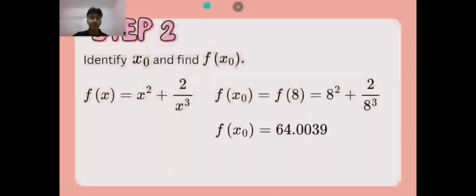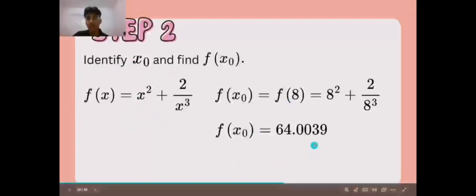Step 2, identify x naught and find f(x naught). So this is the function f(x). We just substitute the value of x naught into this function, and we will get 64.0039.